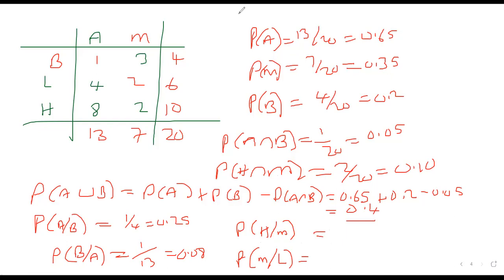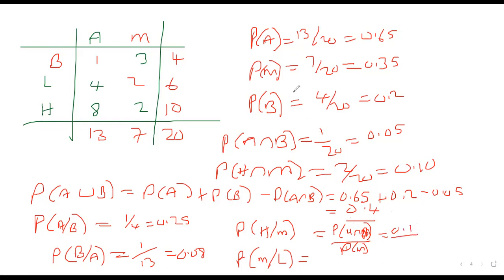Personality? H given M? We're going to find the probability of H intersection M divided by the probability of M. So the probability of H intersection M over the probability of M. Our H intersection M, we found it as what? 0.1.